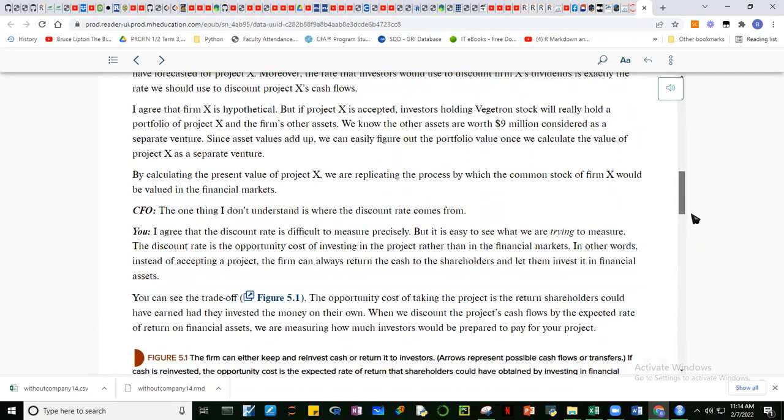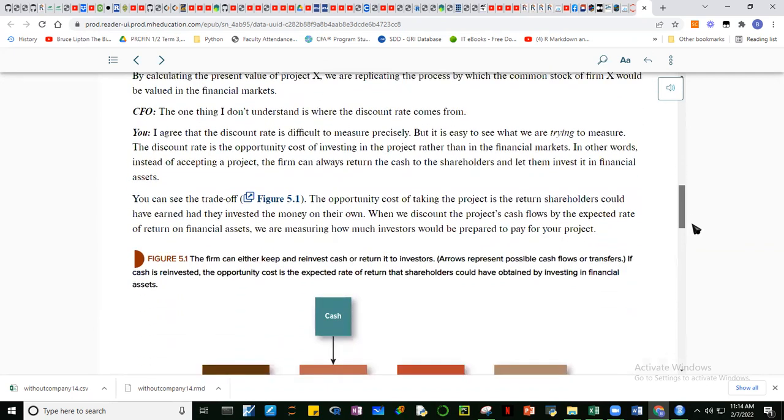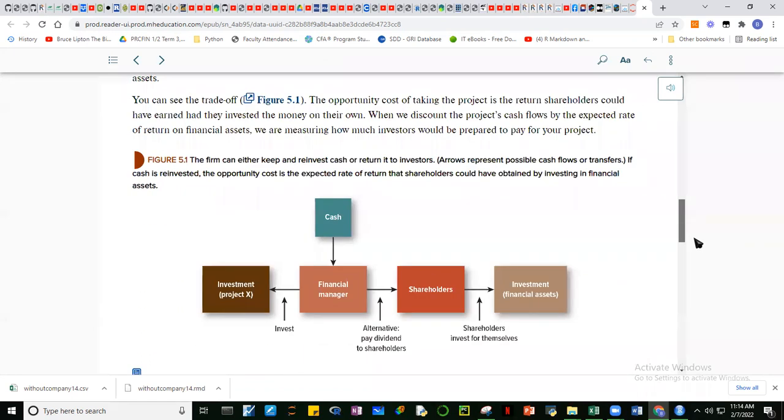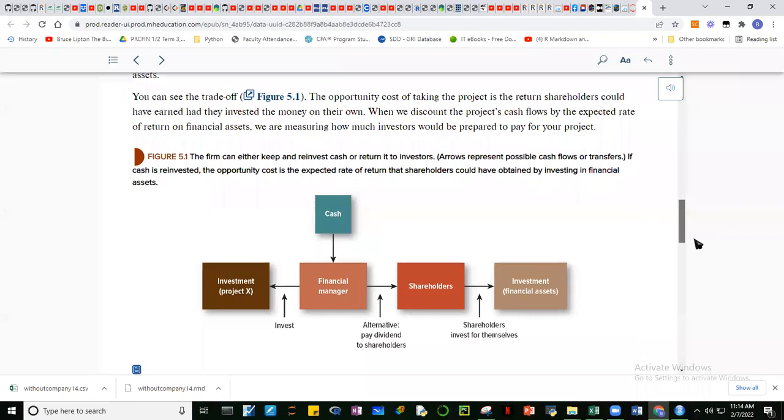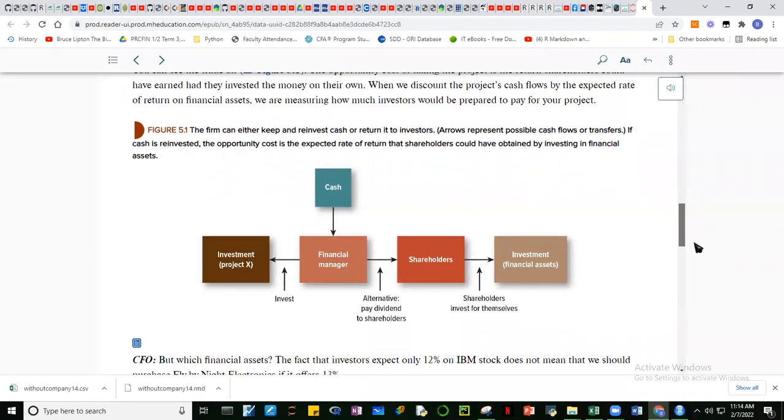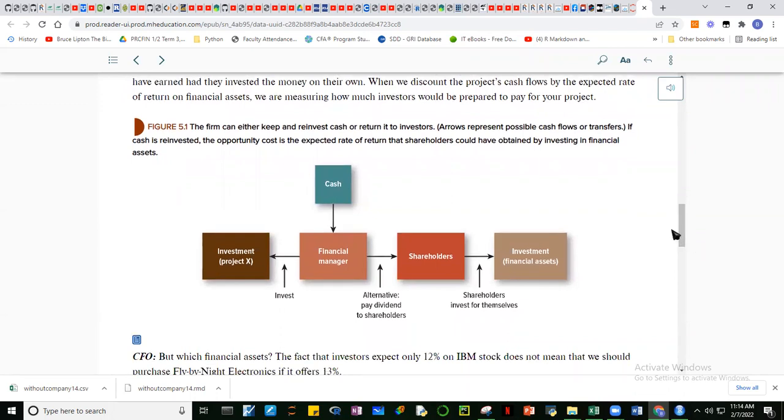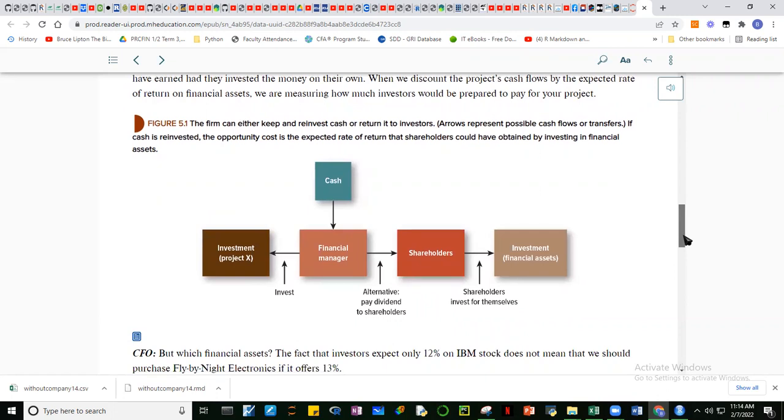Tapos sabi natin na kapag yung net present value is positive, then it's okay to push through with the project. And if not, then we reject that project which has a negative net present value because it will destroy the value of the shareholders.